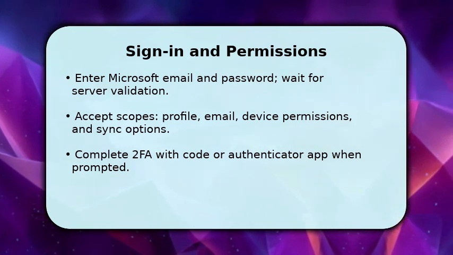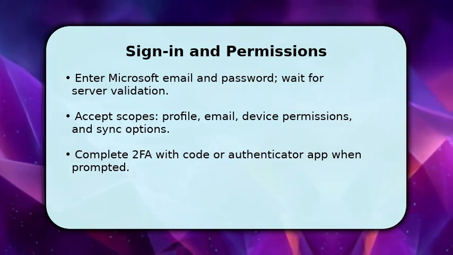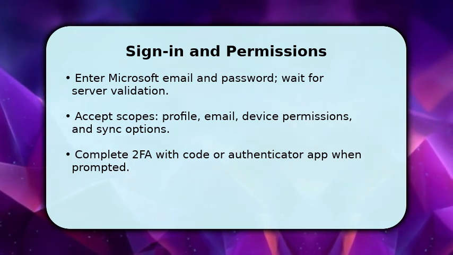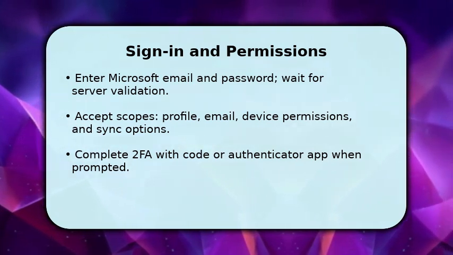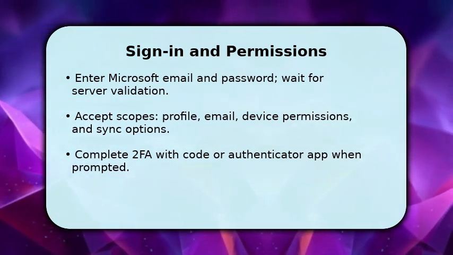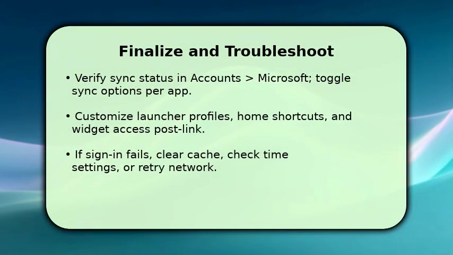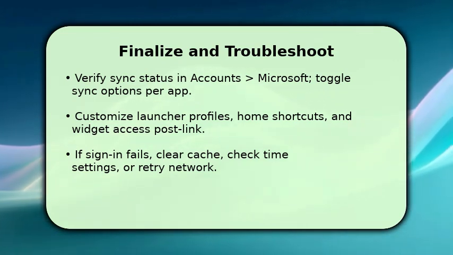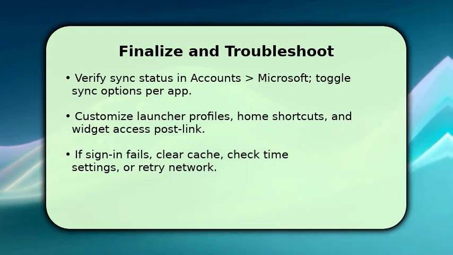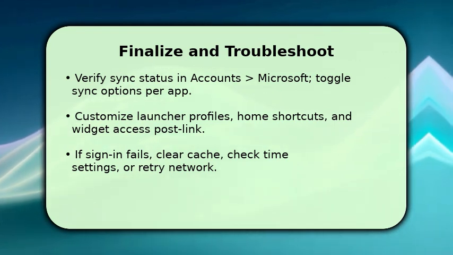If two-factor authentication appears, type the code from your authenticator or SMS. Make sure your time sync is accurate on the device. Once validated, finish by confirming the account shows as connected in Mojo's account list and allow initial sync to complete. This populates shortcuts and preferences. Customize which data to sync and adjust profile or widget permissions to suit your workflow.